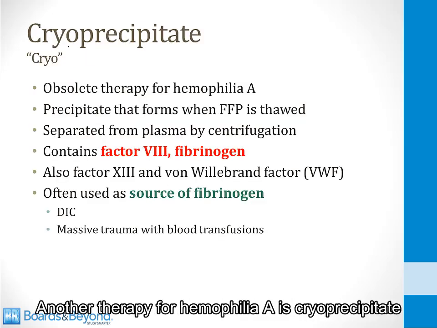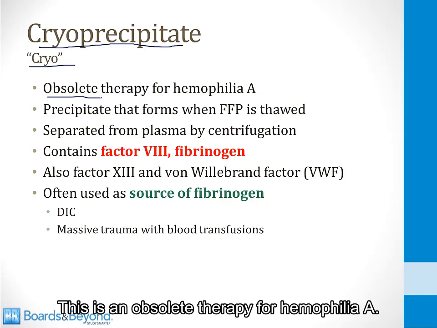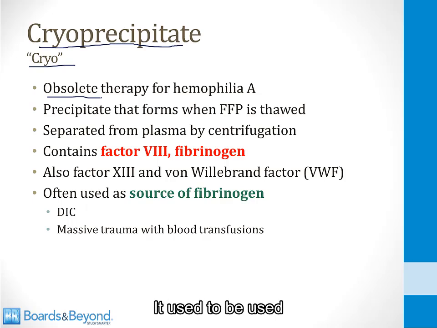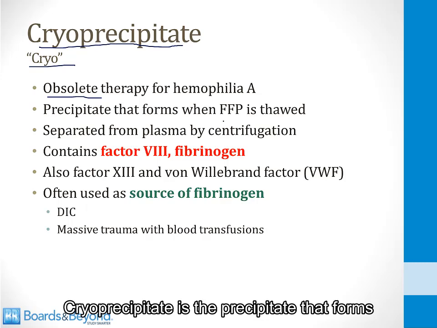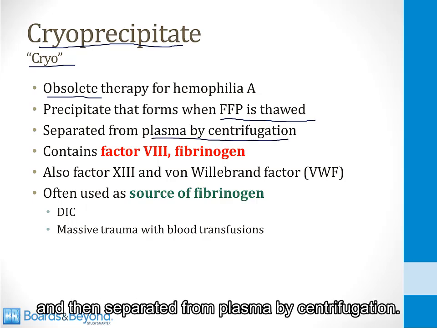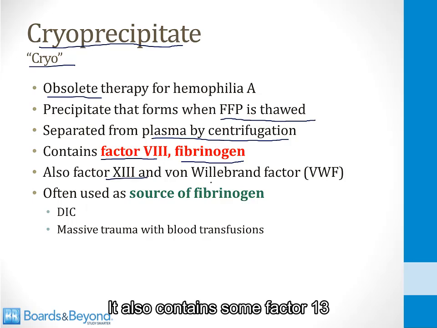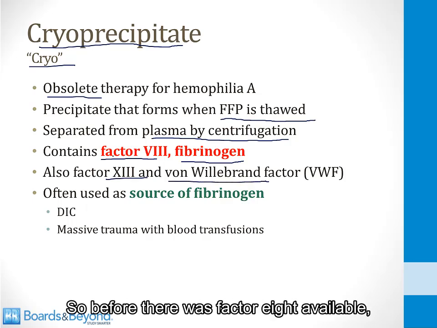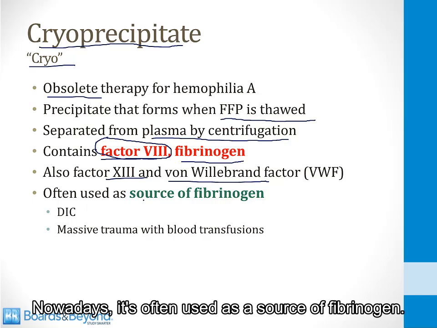Another therapy for hemophilia A is cryoprecipitate, which is often just called cryo. This is an obsolete therapy for hemophilia A. It used to be used before factor 8 was readily available. Cryoprecipitate is the precipitate that forms when fresh frozen plasma is thawed and then separated from plasma by centrifugation. It contains lots of factor 8 and also lots of fibrinogen. It also contains some factor 13 and some von Willebrand factor. So before there was factor 8 available, this would be used as a source of factor 8. Nowadays, it's often used as a source of fibrinogen.